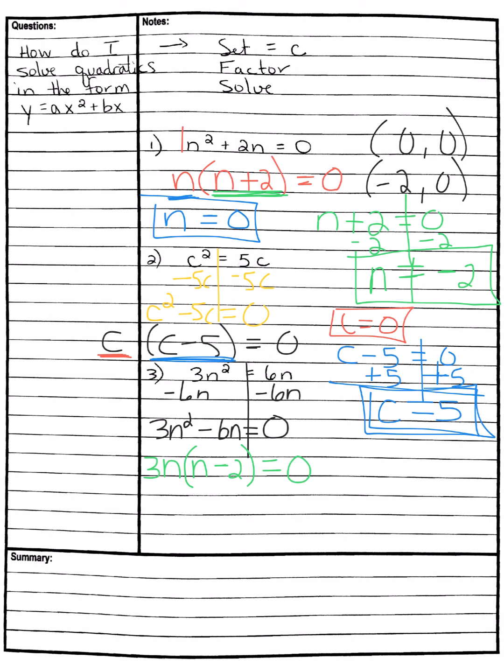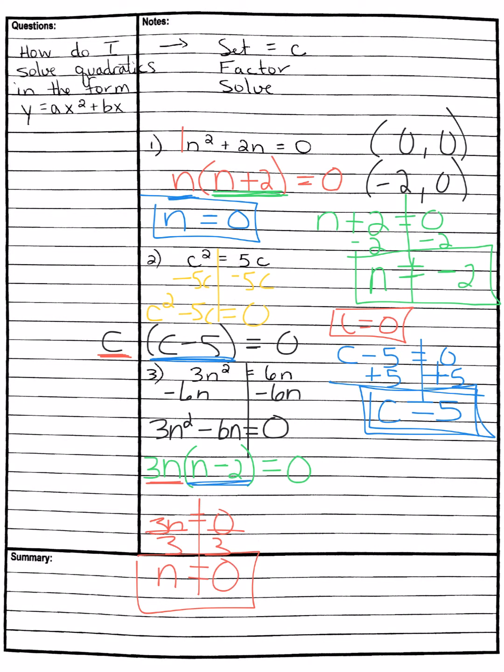Yes, we need to set both of these equal to 0. So we'll start with 3n equal to 0. What happens? We divide by 3. We still get n is 0. That's one answer. The parabola will cross the x-axis at the number 0. And we took 3n first.